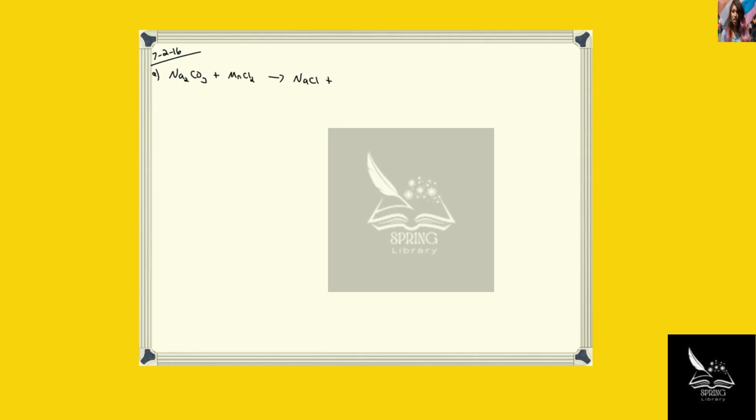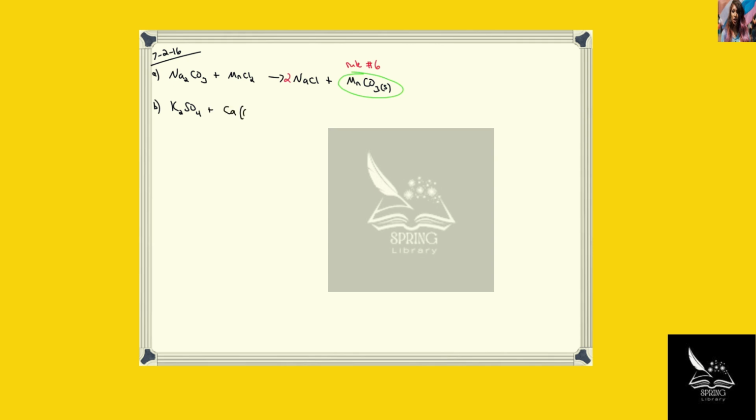If we have sodium carbonate and manganese(II) chloride and the cations switch places, we'll get sodium chloride and manganese(II) carbonate. According to rule number 6, carbonates are going to be insoluble, such as this manganese(II) carbonate.